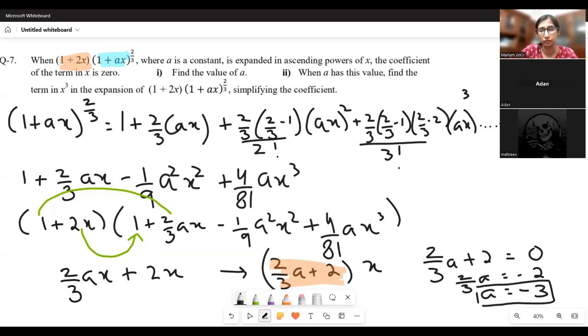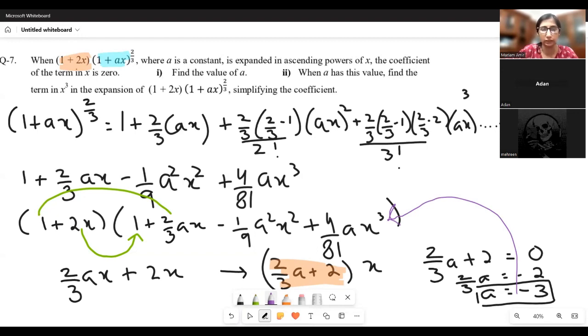Ma'am, part B was already done, only part A had to be done. All right, okay. Then we're not doing part B. Let's move on to the next part. For B, all you have to do now is substitute this a here and then expand the brackets again. All right.